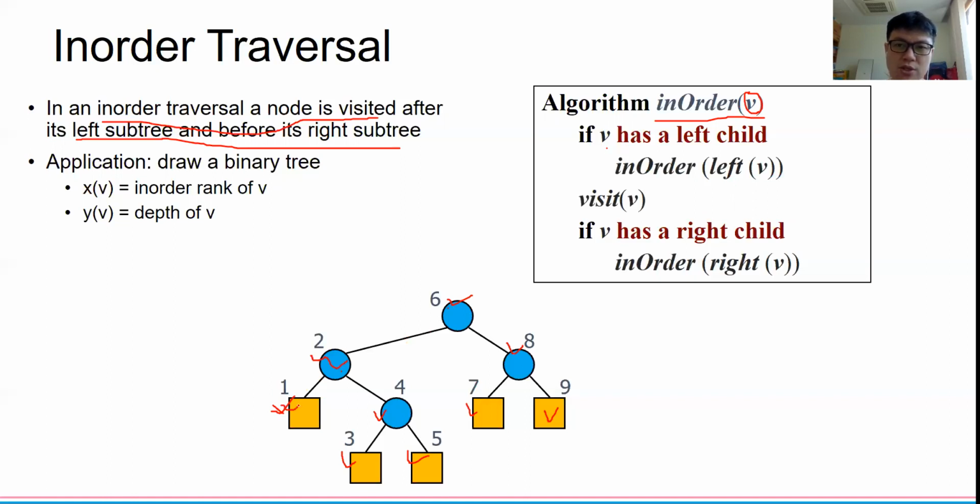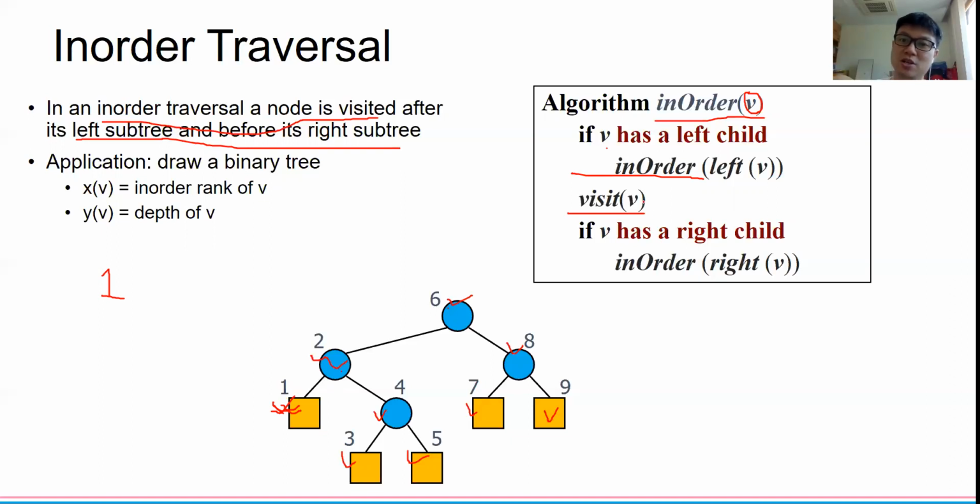Now, is there any left child? No, there is no left child. Since there is no left child, then we will go here, visit v. So we will visit 1. After we visit 1, then it goes to check if v has a right child. So is there any right child? No. Then because there is no right child, then it will return back.